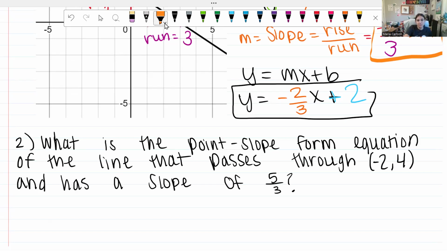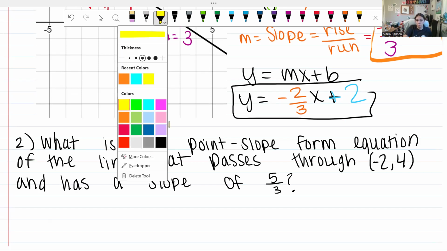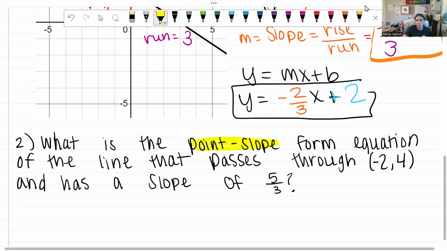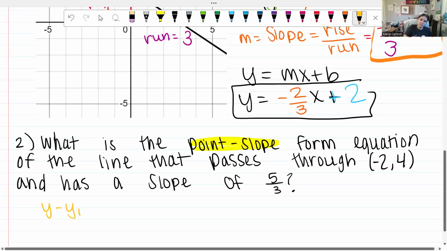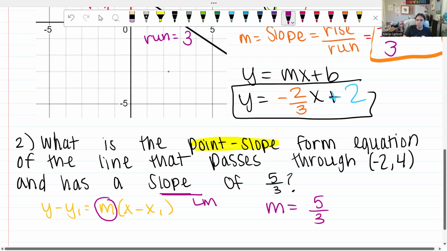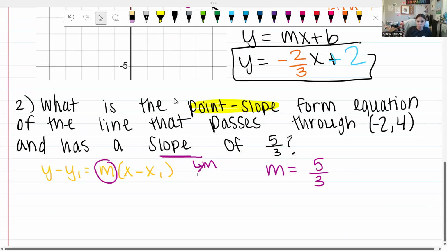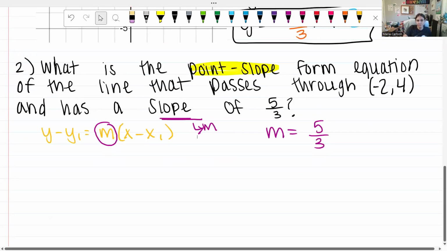So this problem specifically asks us to find the point slope form equation, which point slope form, remember looking at the top of our notes, is y minus y1 is equal to m times x minus x1. And here I'm going to need our m, I'm going to need that slope, and they tell us straight up m, or our slope, is 5/3. So where I see m in the equation, I will have 5/3.